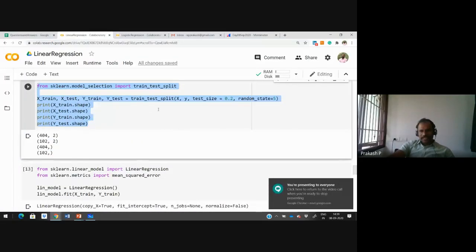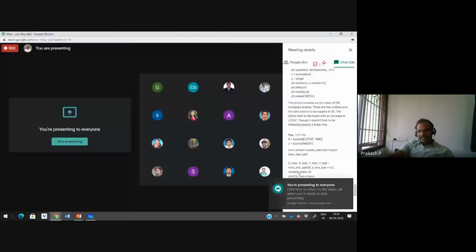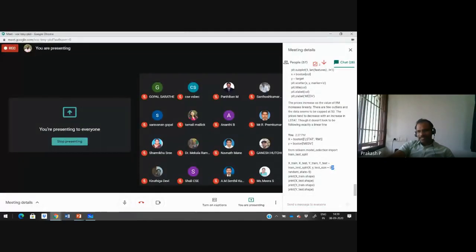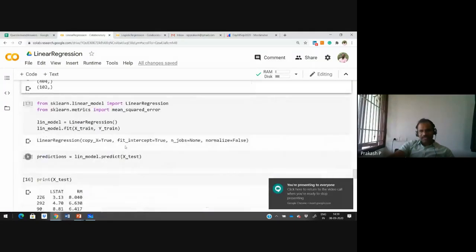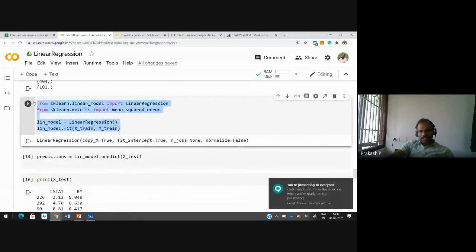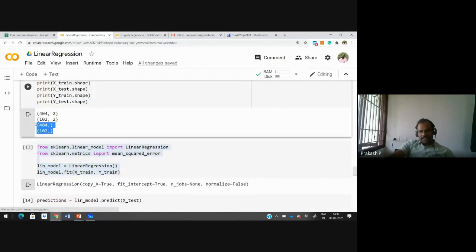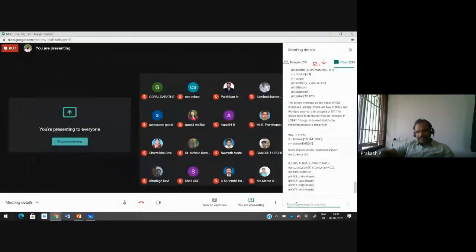Once you split, you may get a result like this, because the test size we are going to use is 20% of the given data, or normally 30% or something, you can keep it. So this is another method you learned. Now we have split it into train and test. After splitting, you need to get an output like this.